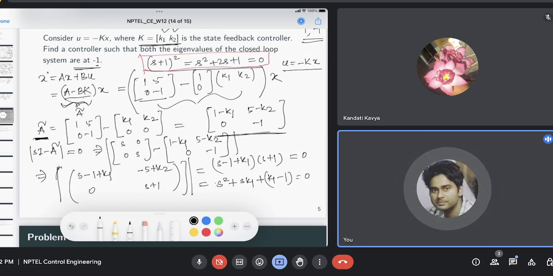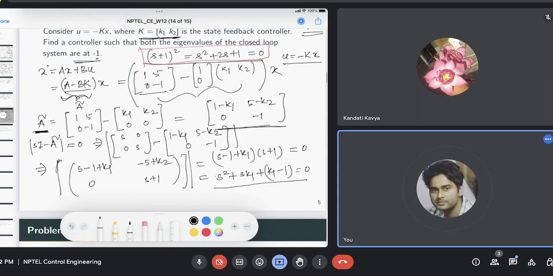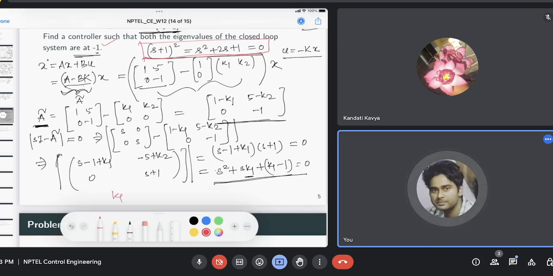So you can see that in the characteristic equation there is no effect of k2, even though you have chosen k equal to k1 k2. Only by choosing this k value can we place the eigenvalues of this matrix. We want this to equal the desired one, the red box, because we want both closed-loop poles to be at 1 and minus 1. So this equals this, and then k1 will equal 2.